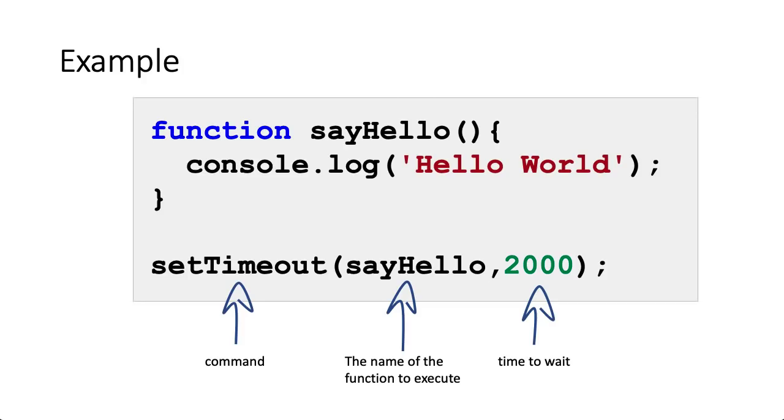So here's a simple example where we have a very simple function called say hello that simply writes hello world to the console. And then below you see how that computation is scheduled. You use set timeout. The first parameter is simply the name of the function, which in this case is say hello. And the second one is the time to wait. Now the units for that is milliseconds. So in this case, we're going to wait 2 seconds before that computation is carried out.